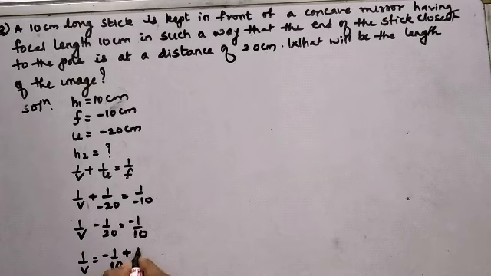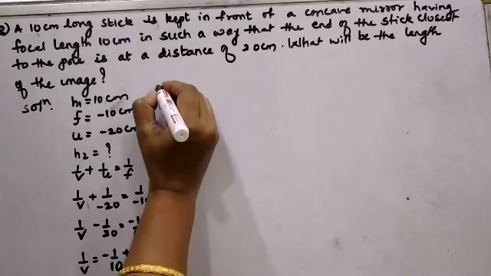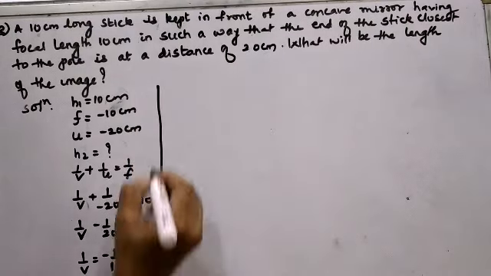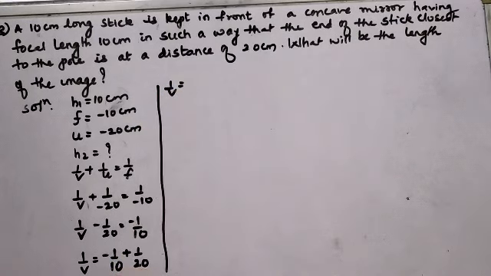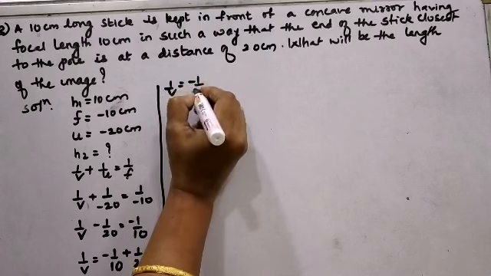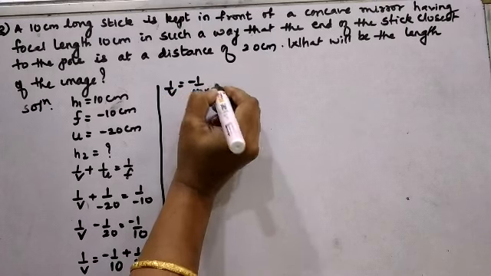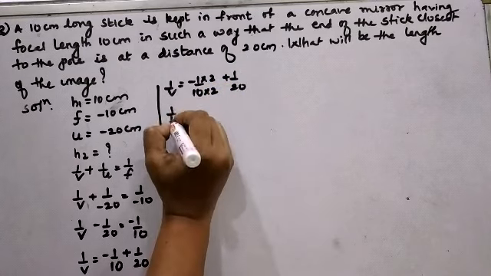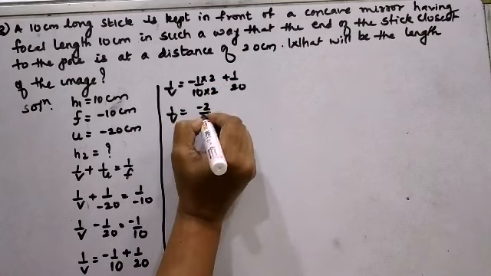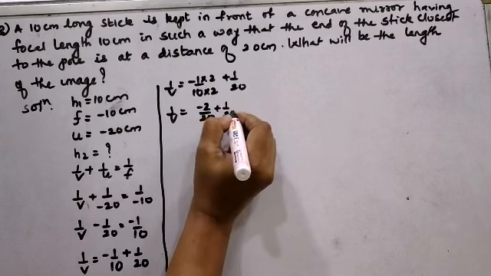Minus 1 upon 10 on the right hand side will be shifted. It will become plus 1 upon 20. 1 upon 20 will be shifted on the right hand side. It will become plus 1 upon 20. So 1 upon V is equal to LCM of 10 and 20 will be obviously 20. So 10, if the LCM is 20 into 2 plus 1 upon 20.